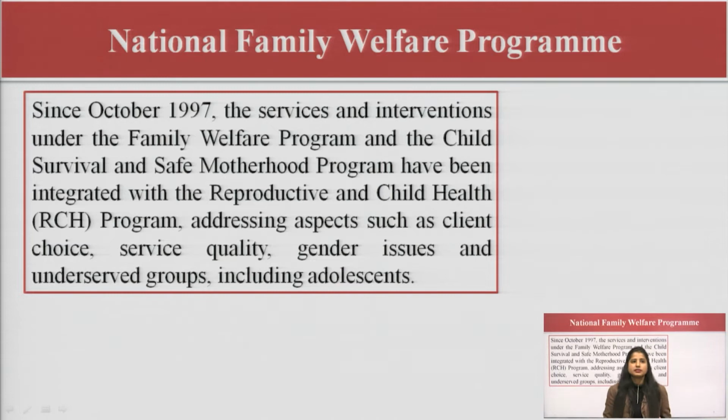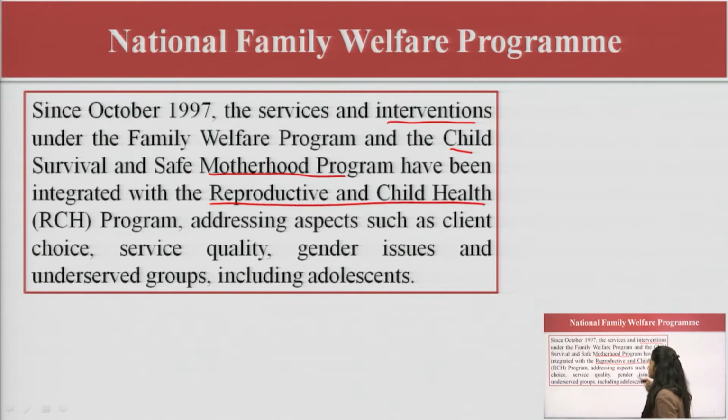Now, see, since October 1997, the services and interventions under the family welfare program and the child survival and safe motherhood program have been combined. There are two programs here: one is the family welfare program, and the other is the child survival and safe motherhood program, for the mother as well as for the child. These two programs we have integrated into the reproductive and child health program, the RCH program.